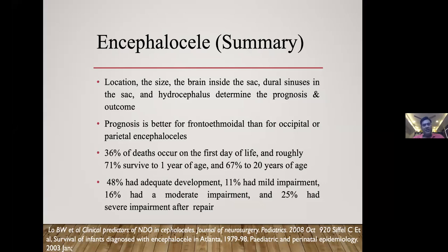48% will have adequate development, 11% will have mild impairment, 16% will have moderate, and 25% will have severe impairment even after the repair of these encephaloceles, generally which do not have any.